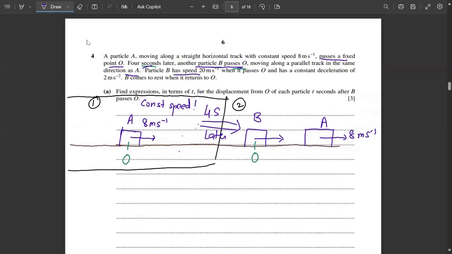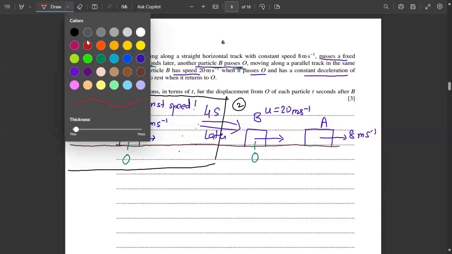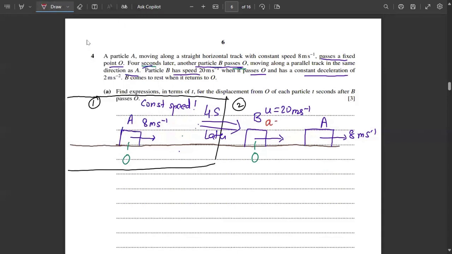Particle B has a speed of 20 meter per second. So the initial speed is 20 meter per second when it passes O, and it also has constant deceleration. Constant deceleration means the acceleration will be minus 2 meter per second square. B comes to rest when it returns to O. That means the final velocity of B, when the displacement is 0, will be 0.